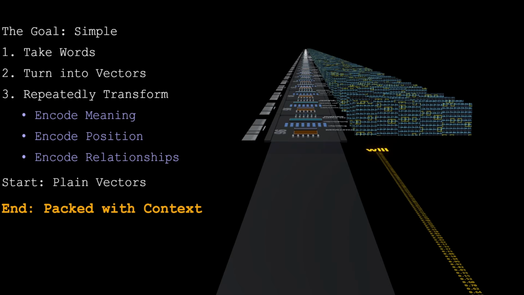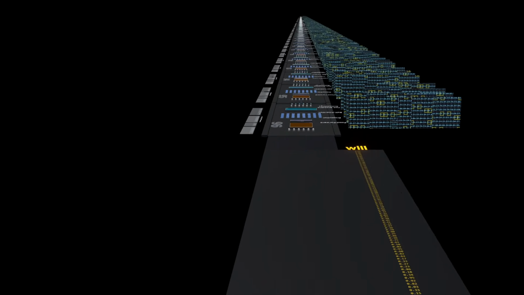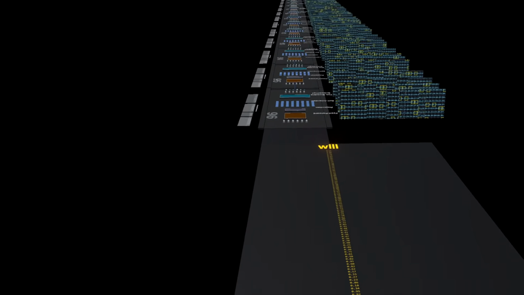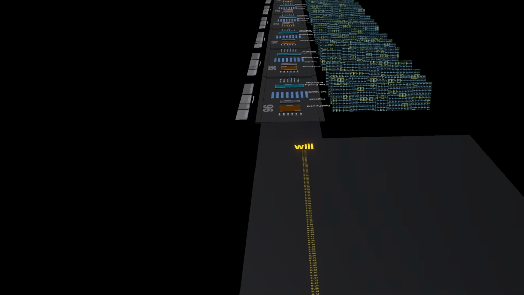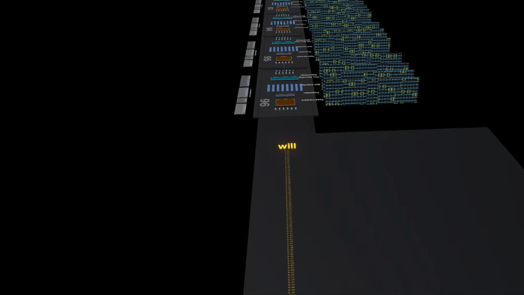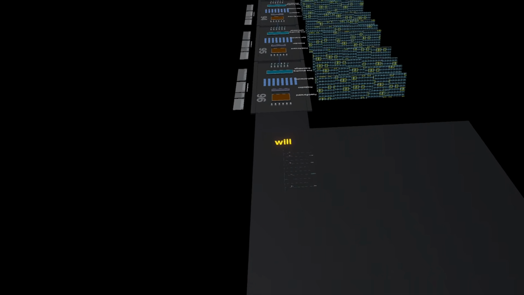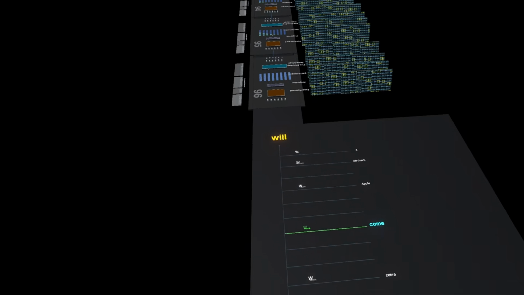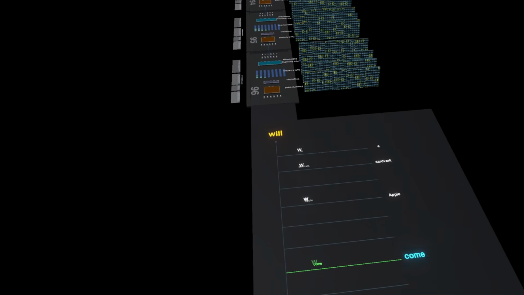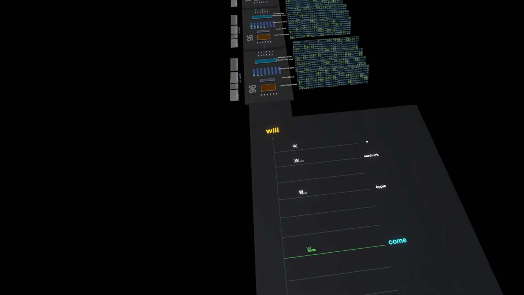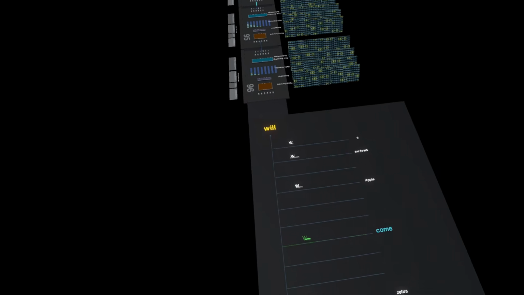Now, here's something that usually surprises people. When the model predicts the next word, it doesn't look at all the words again. It uses only the final vector of the last word. That one vector already contains information about the entire input, all the meanings, all the relationships, all the positions. From that single vector, the model computes probabilities over the entire vocabulary and picks the next word. Pretty crazy, right? But none of this intelligence appears by magic.